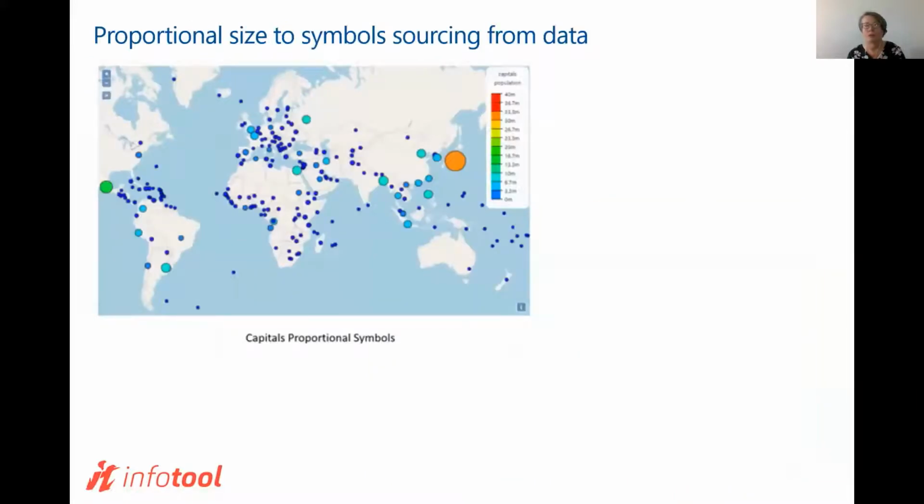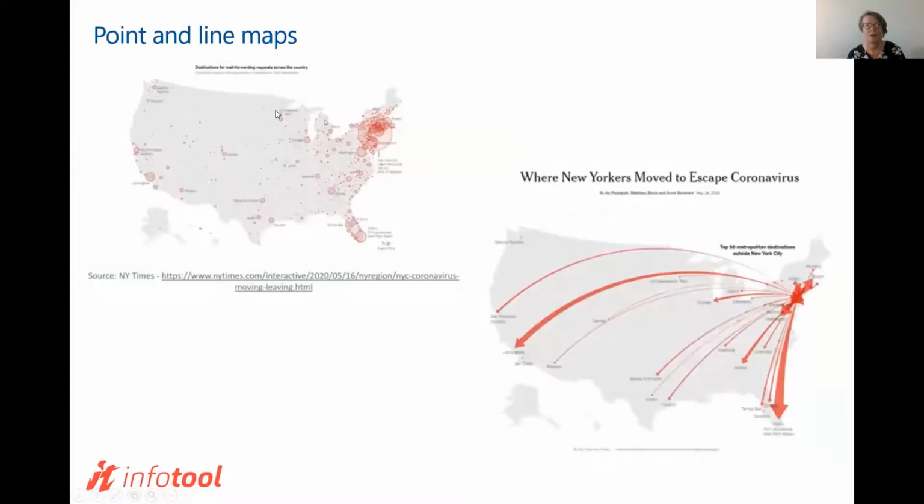And proportional size, of course, of symbols. Here we have more, and here we have less. There are additional tools that you can use, and you can make maps look like basically whatever you want. So here we have a very neat and clean map, and you can make it look like this if you use additional tools.